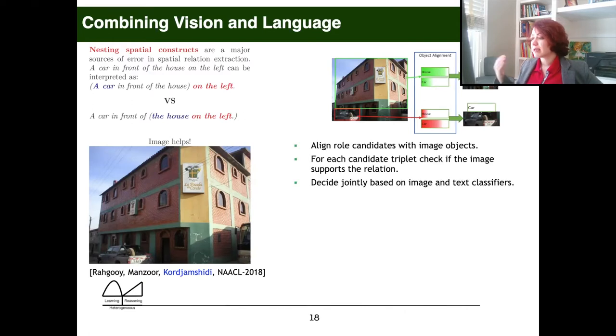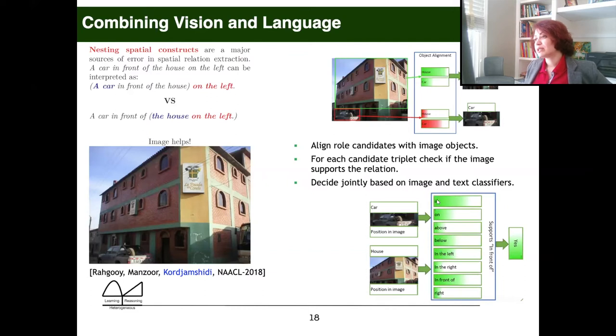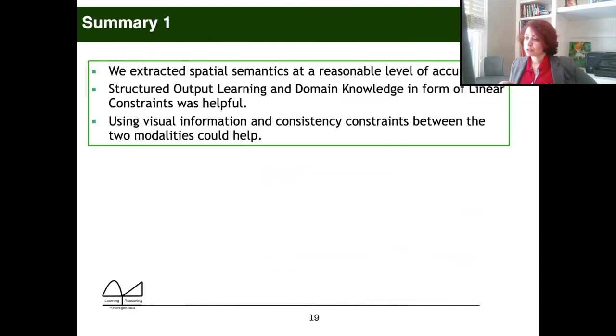This was the same type of approach, using integer linear programming to do inference jointly, but now we had the vision modality too. We tried to learn the relationship based on the bounding boxes and object types from the image side, and then formed a global objective that includes all the variables from the two modalities. We added consistency constraints between the two modalities, which gave us a boost in the results of the extraction of spatial information. So to summarize, what I wanted to point out in this slide is that we were able to extract the spatial semantics at a reasonable accuracy level in the end.